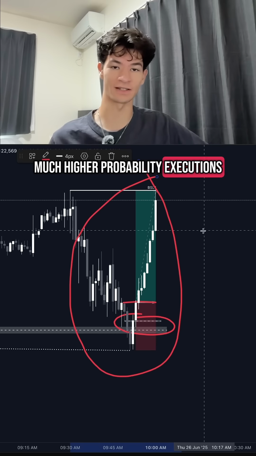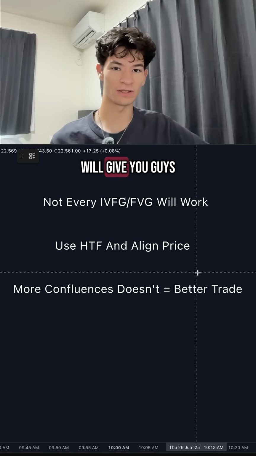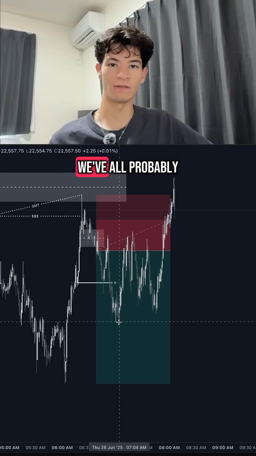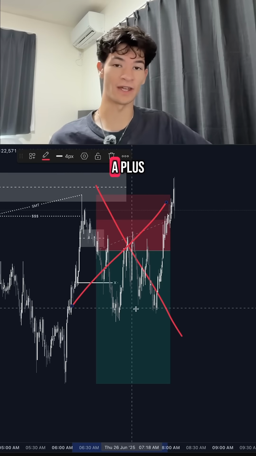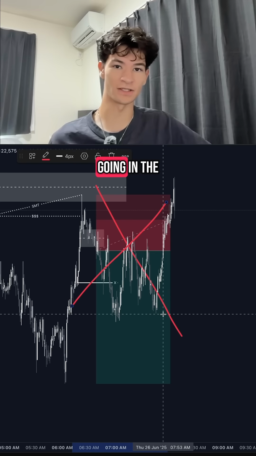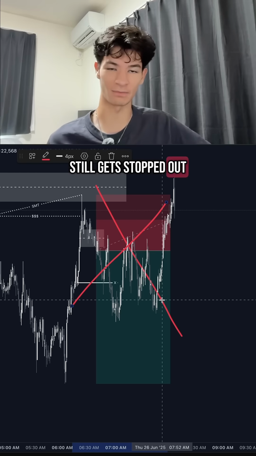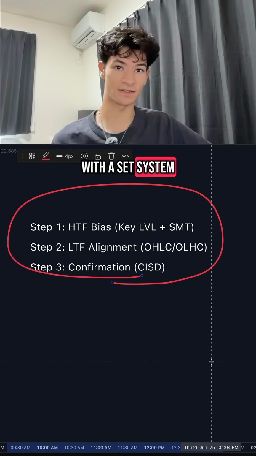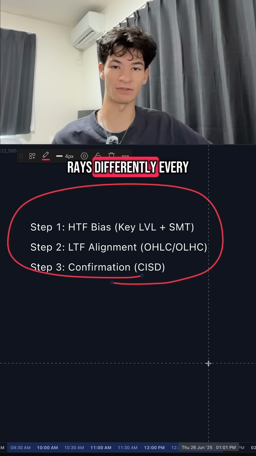And the final tip that I will give you guys is that having more confluences doesn't actually make a trade better. We've all probably taken an execution and called it A plus because it has tons of confluences going in the same direction and yet it still gets stopped out. You will see your trading change drastically if you go into the day with a set system instead of just spamming PD arrays differently every single day.